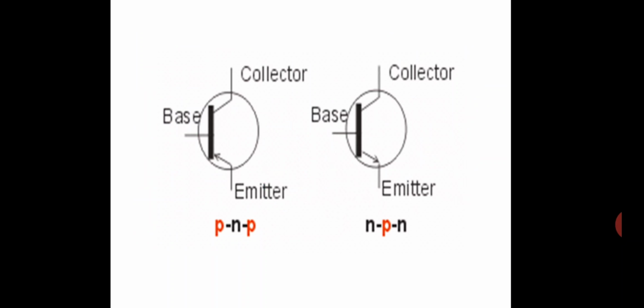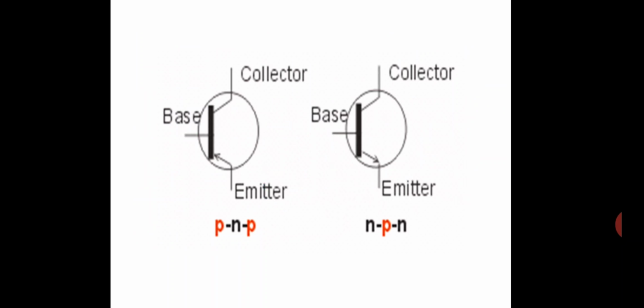The basic symbol of the BJT N type and P type is like that: PNP transistor and NPN transistor. There are three terminals: base, collector, and emitter. It is a three terminal device with two terminals for input and two terminals for output. One terminal is common for both input and output. If base is common, then it is called common base BJT. If emitter is common, it is called common emitter BJT. If collector is common, it is called common collector transistor.